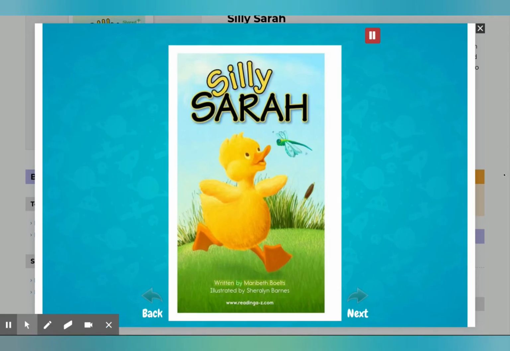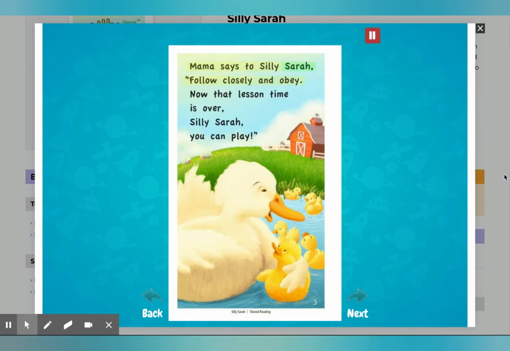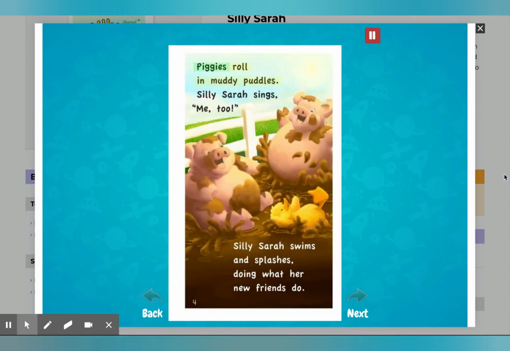Silly Sarah, written by Maribeth Bolts, illustrated by Sherilyn Barnes. Mama says to Silly Sarah, "Follow closely and obey. Now that lesson time is over, Silly Sarah, you can play." Piggies roll in muddy puddles. Silly Sarah sings, "Me too." Silly Sarah swims and splashes, doing what her new friends do.